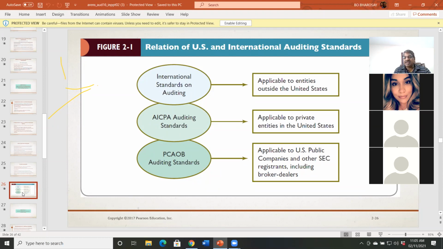Now, what do you mean by other SEC registrant? If you're a foreign company, a company in some other country, but you're trading your stock on the stock exchange, you have to be registered with the SEC.